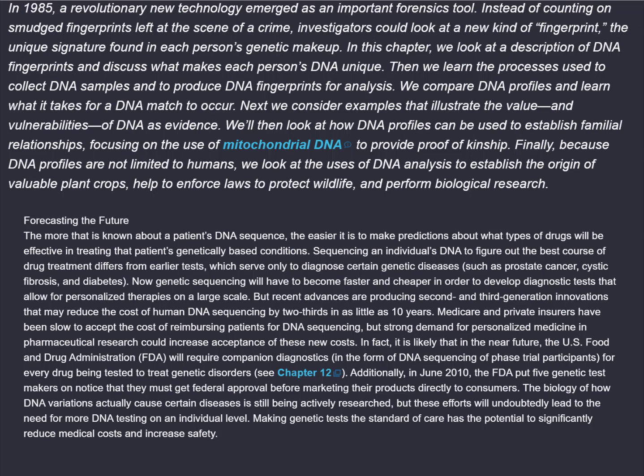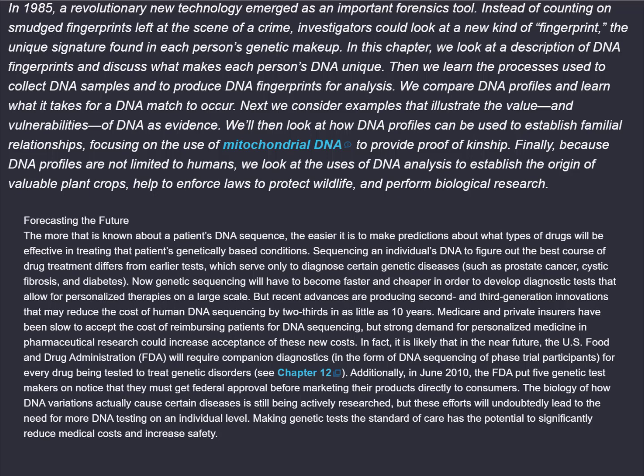In this chapter, we look at a description of DNA fingerprints and discuss what makes each person's DNA unique. Then we learn the processes used to collect DNA samples and to produce DNA fingerprints for analysis. We compare DNA profiles and learn what it takes for a DNA match to occur. Next we consider examples that illustrate the value and vulnerabilities of DNA as evidence.